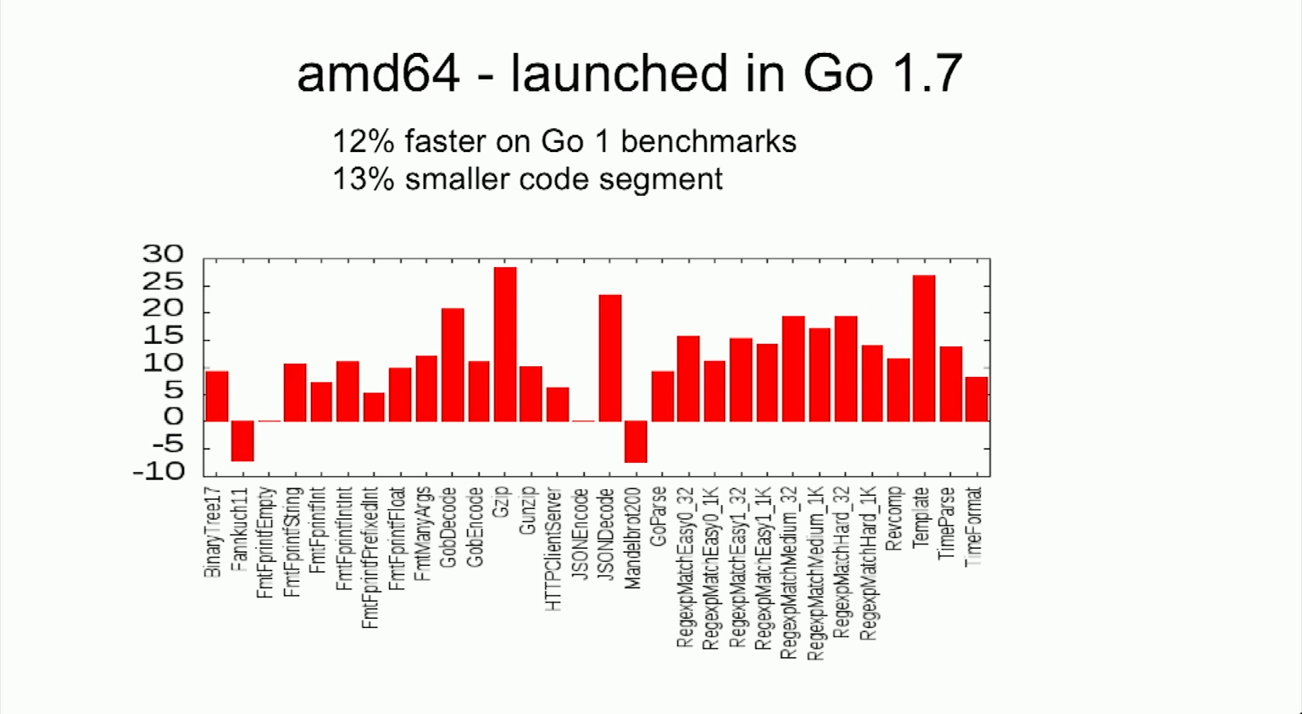The AMD 64 version, as I said, launched in Go 1.7. It was about 12% faster on the Go 1 benchmarks. It's not a very good benchmark set, but it's what we have, and so that's how we measure our compiler performance today. And it generates 13% smaller code segments. So the code is both faster and smaller using this new compiler. You can see here the distribution of the performances across the different benchmarks in the Go 1 benchmark suite. And you can see that some actually get worse, and some get 25 or 30% better. So there's a wide range depending on how well the optimizations in the new compiler can handle your code. But in general, we get quite good speedups.